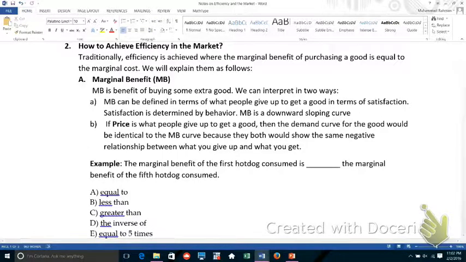Let's read the question. The marginal benefit of the first hot dog consumed is, there is a gap, the marginal benefit of the fifth hot dog consumed. So as we have just shown that you get a higher marginal benefit from the first hot dog, so therefore I guess C could be the answer that you could use to fill up the gap. So C says greater than, so greater than the marginal benefit of the fifth hot dog consumed, so it makes sense.